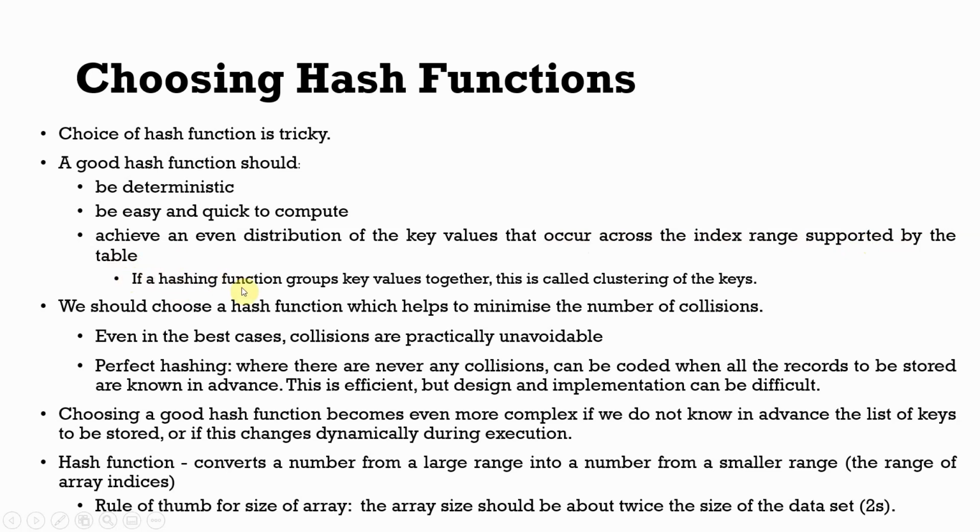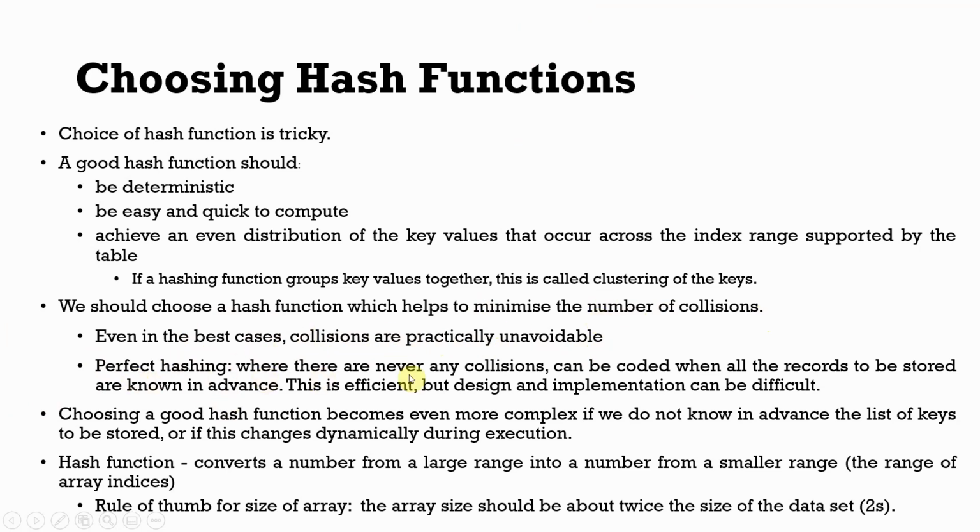If a hashing function groups key values together, right, in a certain part of the table, so we have a concentration of data, this is called clustering of the keys. So we should choose a hash function which helps to minimize the number of collisions. We don't want to have many to one mappings, right? So we don't want to have many collisions. Even in the best cases, collisions are practically unavoidable, right? So in practice, for real problems, we have collisions, we just want to reduce the probability of it happening.